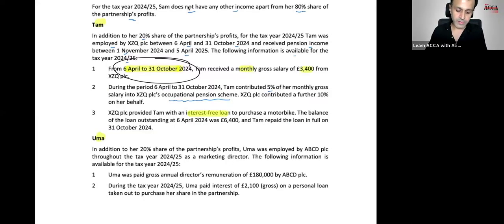XPLC provided TAM with the interest-free loan. We also have done an interest-free loan in one question in the first leg of the revision course. Remember the vigorous PLC question. Car benefit, fuel benefit, accommodation benefit, beneficial loan, all benefits were revised in that. The balance of the loan outstanding was 6,400 and TAM repaid it in full on 31st of October. Now that looks to me like a small loan, and the small loan exemption becomes applicable when the balance of the loan at the start of a tax year is less than 10,000. This is considered a small loan for this tax year, because when the tax year started, the balance of the loan was hardly 6,400. So it will be considered a small loan, and a small loan is exempt.